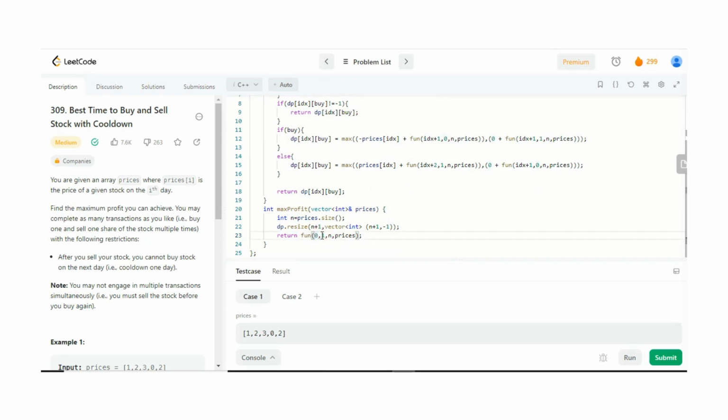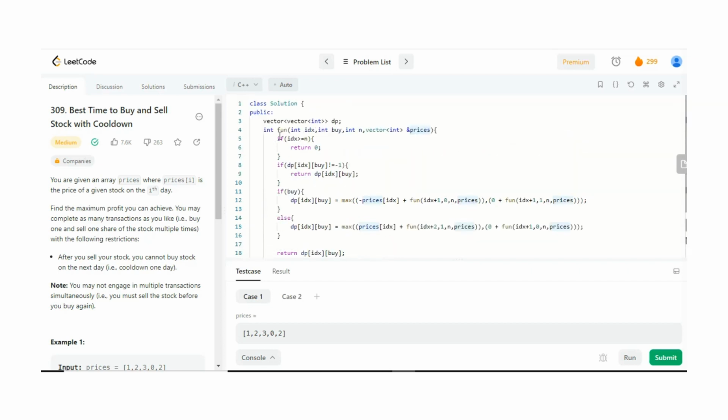We will start with the 0 index of the array. At the starting we have only one choice, whether to buy it. Here n is the size of the prices array, and this is the prices array that I have passed. So this is our base condition: whenever our index reaches the ending position, or it is out of bound, at that time we will simply return 0.